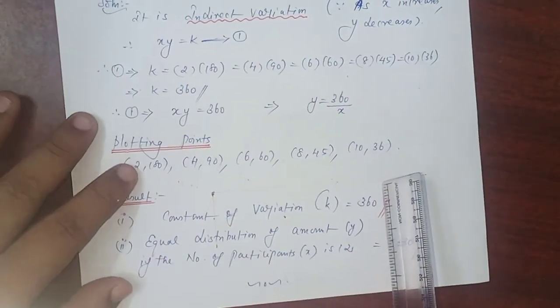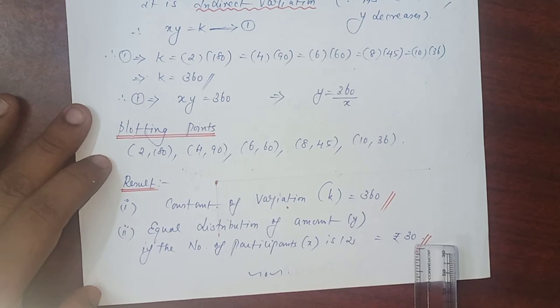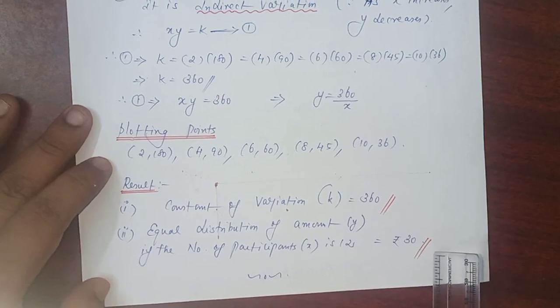So the amount of each participant is 30 rupees, right? Now problem number 5 is completed.